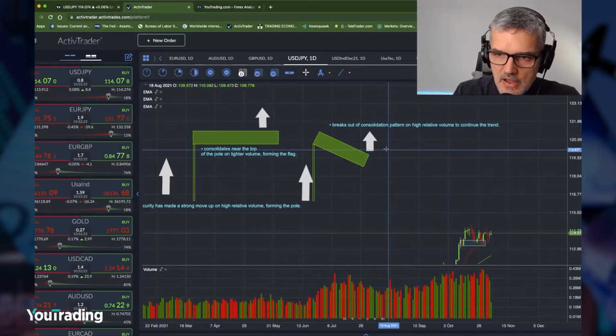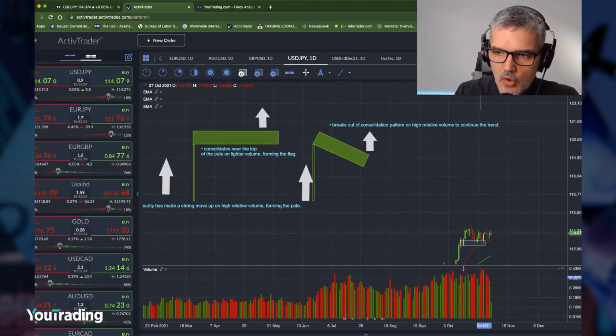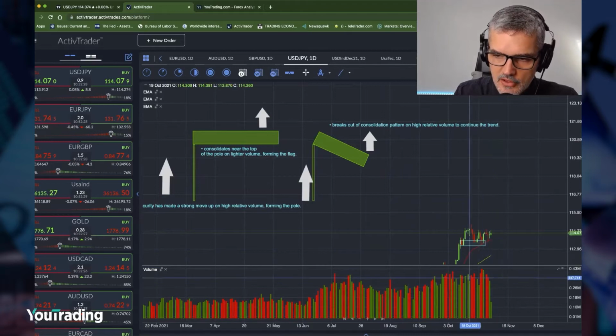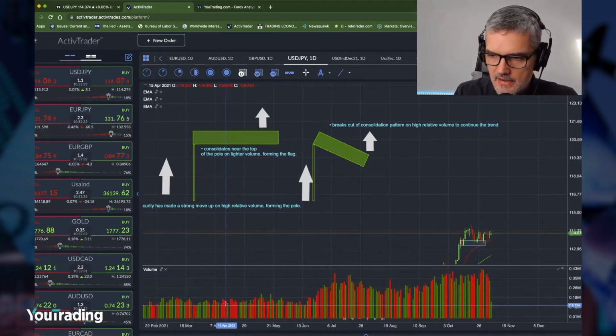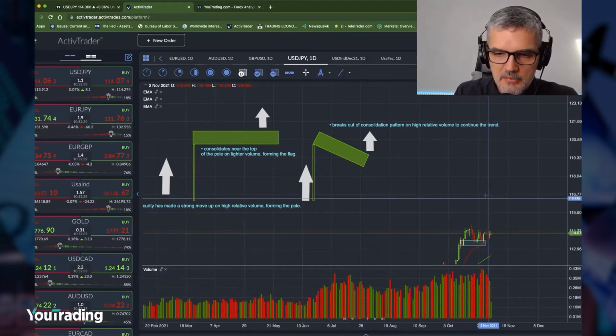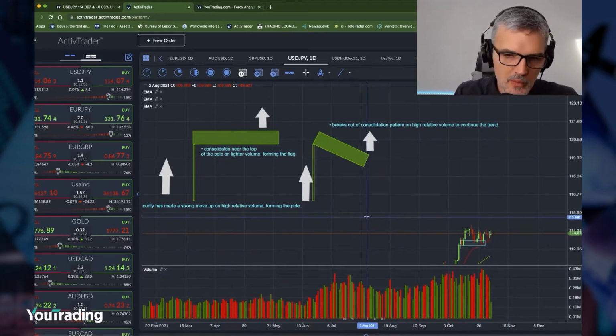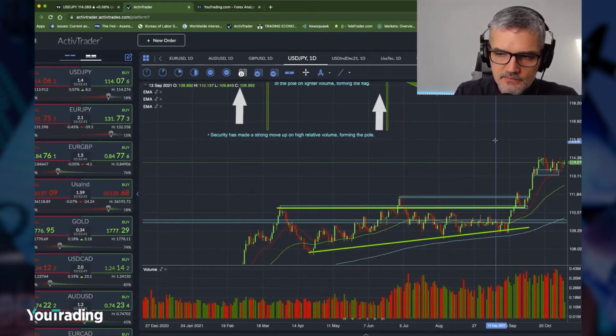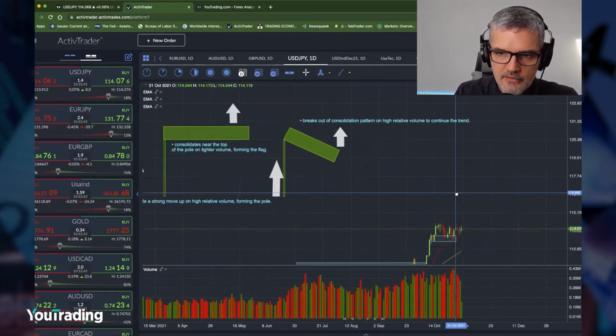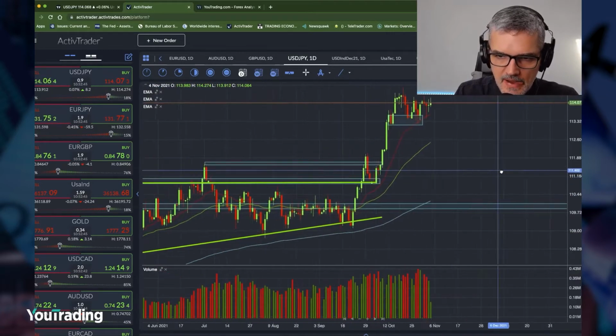When it does break out of the consolidation pattern, you want to see more relative volume come into the market. So you want to see this volume be up here at the end of the day. You don't want to see it trailing down here. That would signify that the breakout was on weak volume, and we're likely to get another one of these fake outs. So that's what we're looking for. We're looking for a bull flag breakout to the upside.